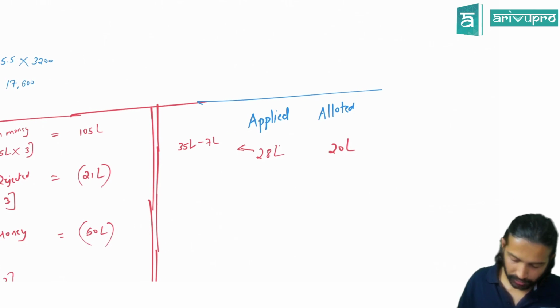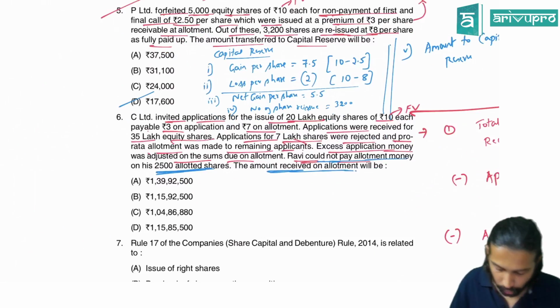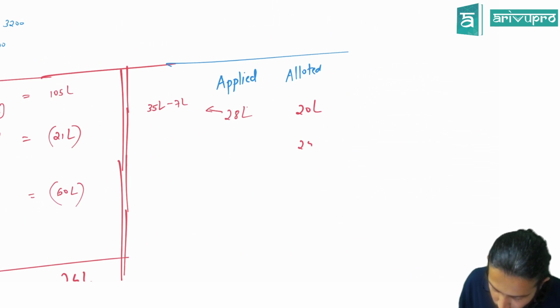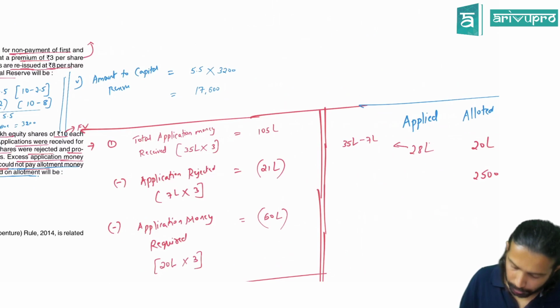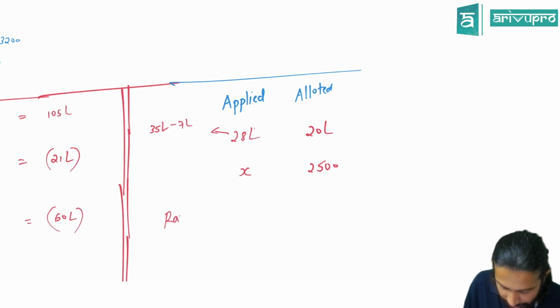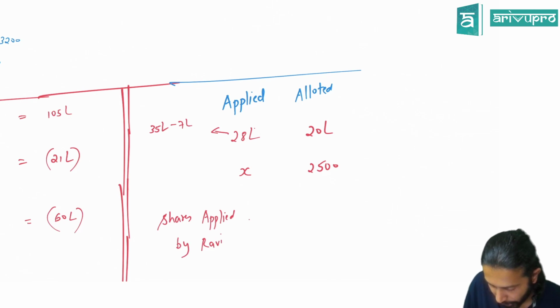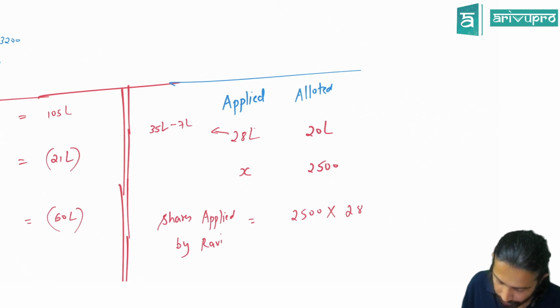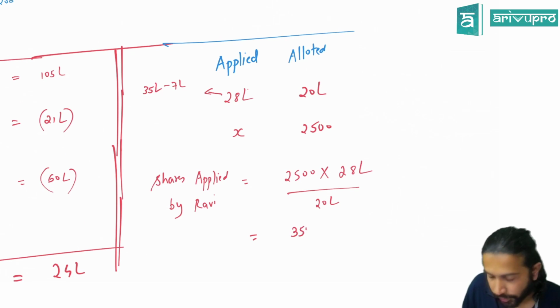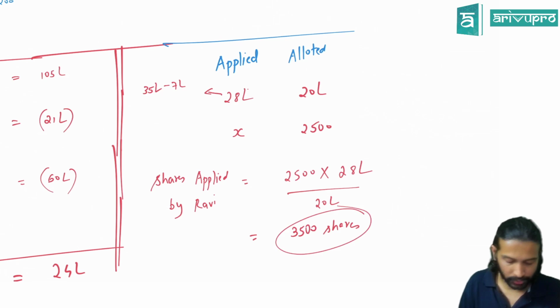Now our favorite dude, Ravi, was allotted 2,500 equity shares. That means Mr. Ravi has been allotted 2,500 shares. How many shares has Ravi applied for? First we need to know that. We don't know, so we call it X. Shares applied by Ravi is 2,500 into 28 lakh divided by 20 lakh, which is 2,500 into 28 divided by 20. That is 3,500 shares. That means Mr. Ravi has applied for 3,500 shares.